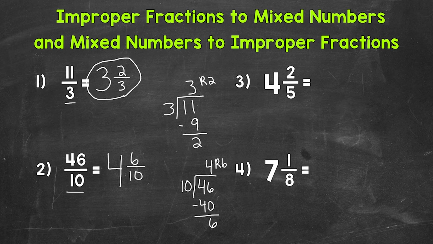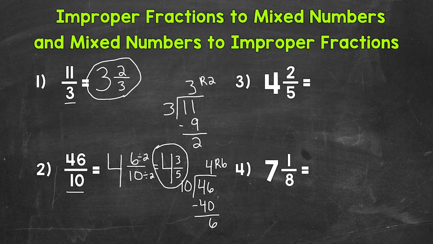Now, the fractional part of the mixed number for number 2 can be simplified. We have a greatest common factor of 2 for the 6 and 10 here. So we can divide both of these by 2, and we get 4. 6 divided by 2 is 3. 10 divided by 2 is 5. So our final simplified mixed number is 4 and 3/5.